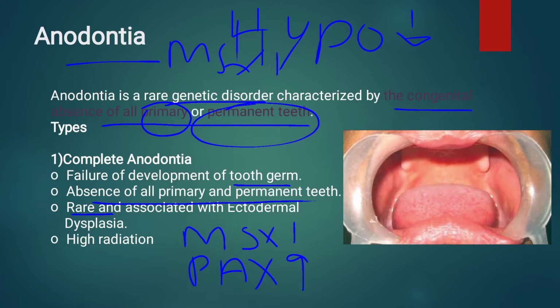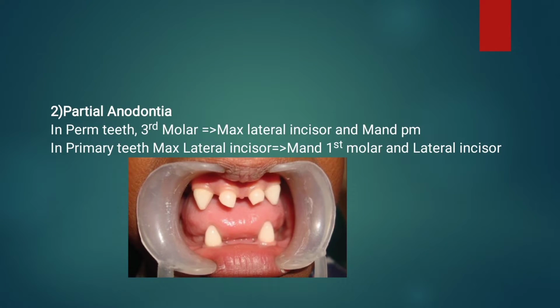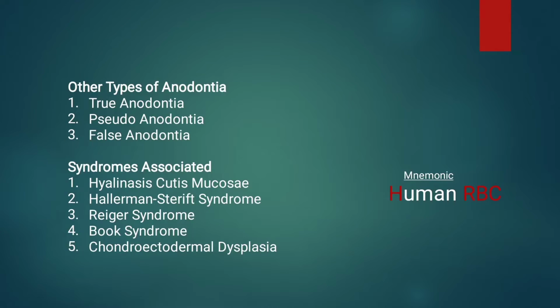It is rare and it is associated with ectodermal dysplasia. We will study it in the next lecture. And it is also due to high radiation. In partial anodontia, some specific teeth are mostly absent. In the permanent teeth, the third molar is mostly absent, followed by the maxillary lateral incisor and mandibular premolar. In the primary teeth, the maxillary lateral incisor is the most common, and the mandibular first molar and lateral incisor are absent. Other types of anodontia are true anodontia, pseudo-anodontia, and false anodontia.